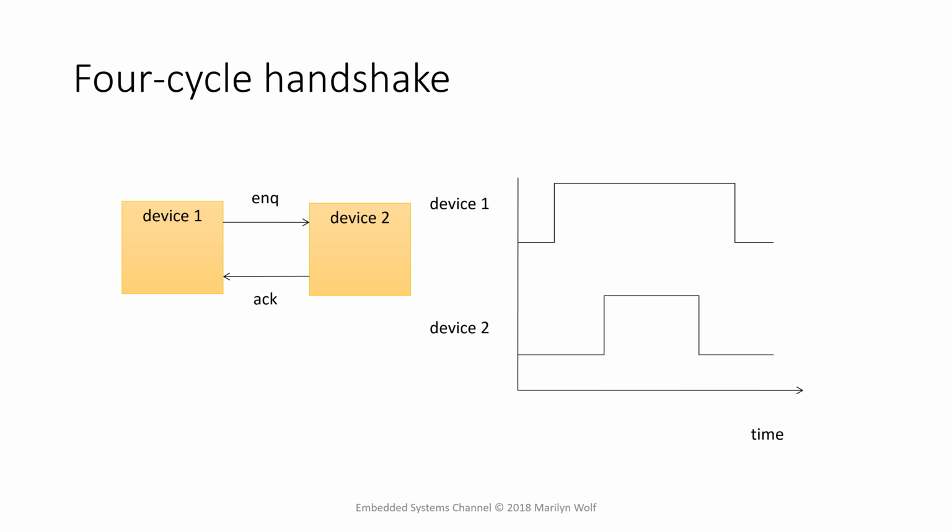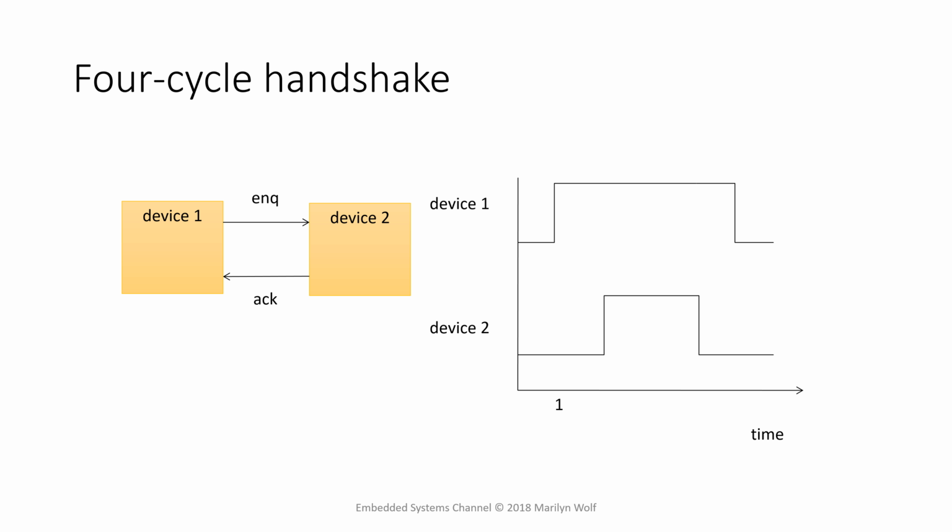The 4-cycle handshake is the basis for communication on the bus. We have two devices that want to talk to each other, and each has one line going to the other device. The inquiry or ENQ signal goes from device 1 to device 2. The acknowledge or ACK signal goes back from device 2 to device 1.